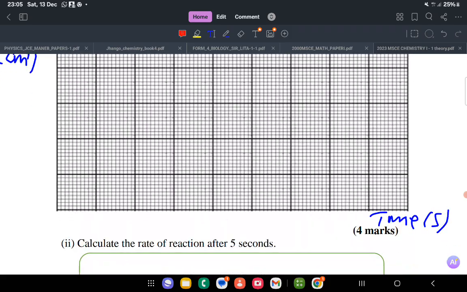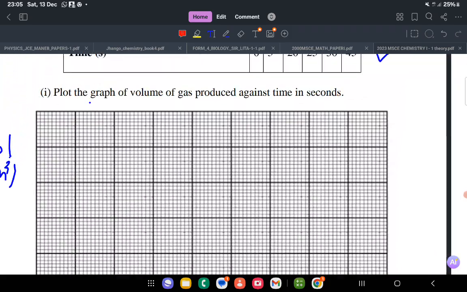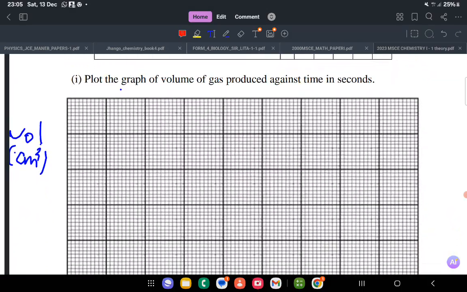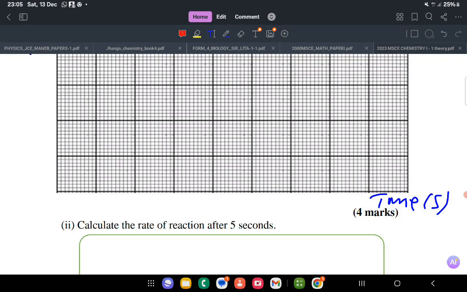Now let's put a scale. Time ranges from 0 to 45, so we can have intervals of 5. So we have 0, 5, 10, 15, 20, 25, 30, 35, 40, up to 45.